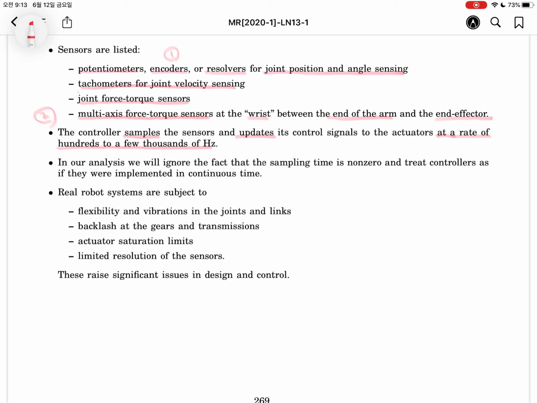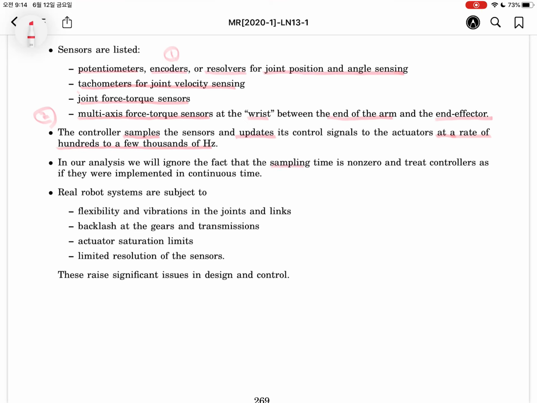Okay, the inner loop, the amplifier and actuator, will use the electric current PI control. Maybe it is very fast, such as over 20,000 hertz. On the other hand, the outer loop will be performed at a few thousand or a few hundred hertz.